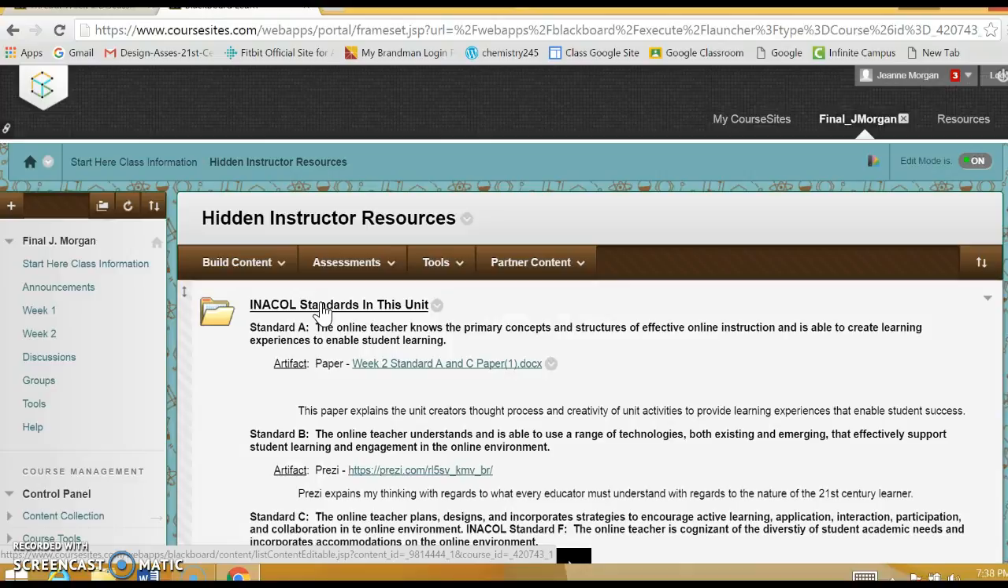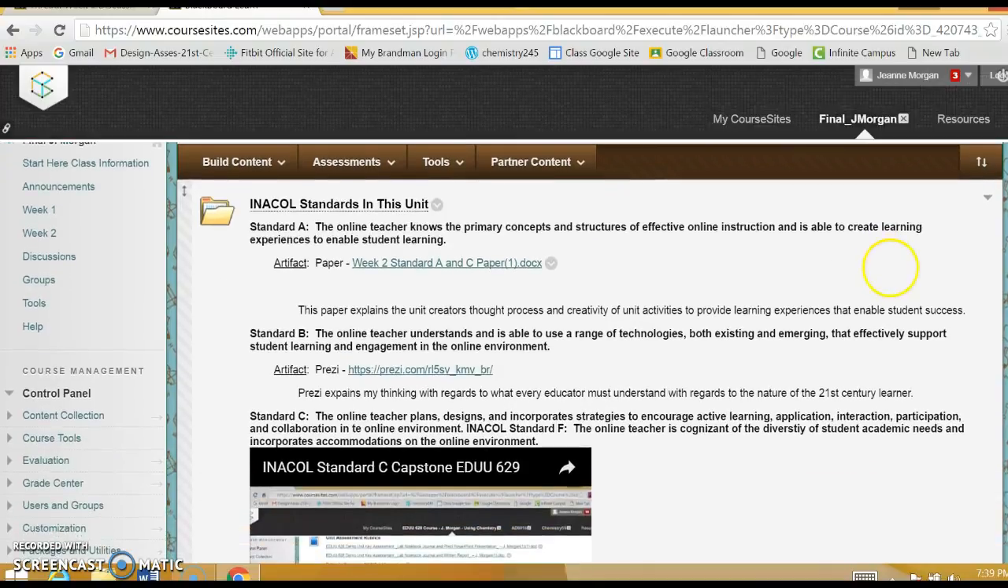So I broke it up standard by standard. I'm going to start out with standard A. And as you can see, Standard A says the online teacher knows the primary concepts and structures of effective online instruction and is able to create learning experience to enable student learning. You're going to find in here an artifact specifically to that where I wrote a paper regarding standards A and C and how this unit directly correlates to that. You're going to see the learning theories that support the experience and activity and the intentional use of the online tools of the activities that are designed to enable student success. You'll read that if you want to read through that paper.